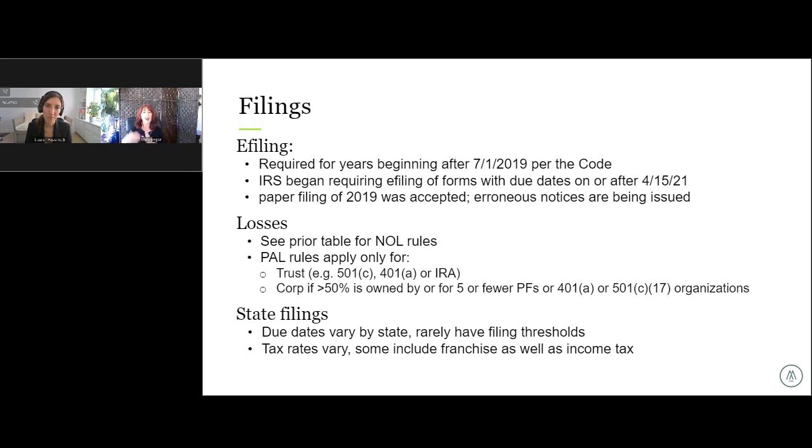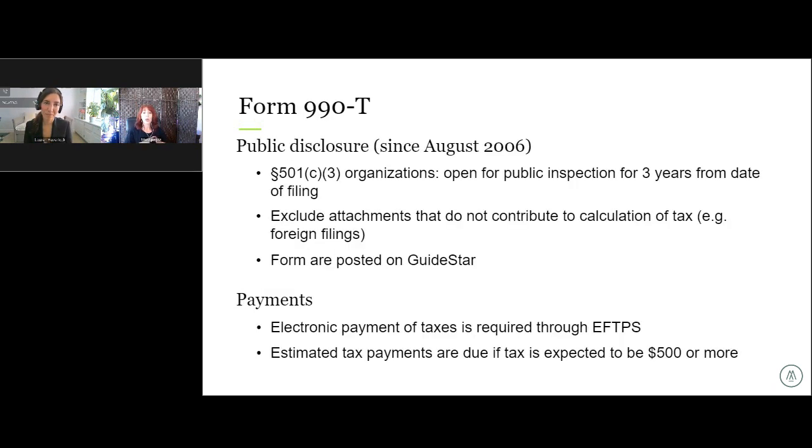Once you get on the radar, you got to expect to stay on the radar and file every year. The other point that I wanted to make is payments. So if you have a 990T and you have tax due, you almost certainly have to electronically file. I don't even think there's the $500 threshold anymore. I think you have to e-file all payments at this point. We do have the estimated tax payment threshold of $500, but the requirement to use EFTPS is here.